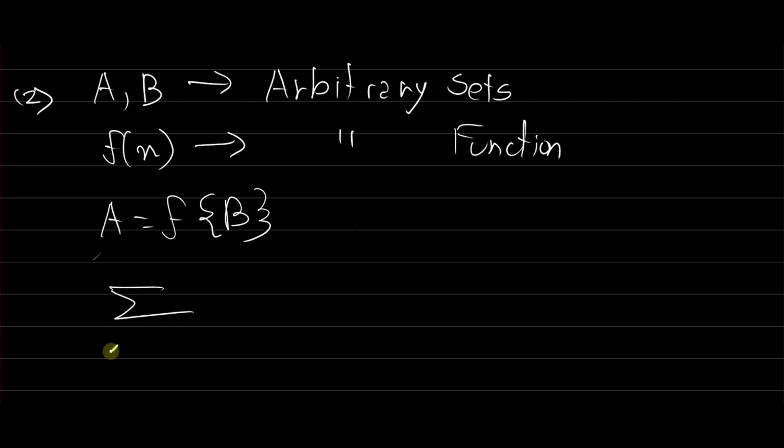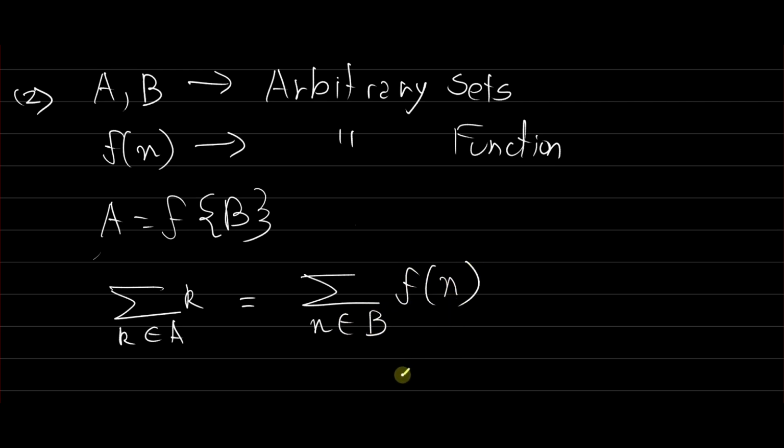So sigma k belongs to A, k is equal to sigma, let's choose another variable, let's say n belonging to B, f of n. Again, this is straightforward. A is just basically f of every element in B. So if we add the elements in A, we are going to add f of n, f of every element in B. Let's take an example.